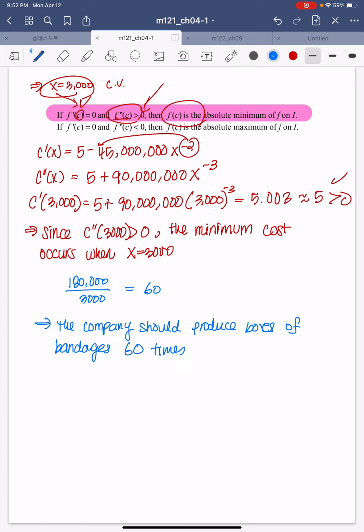60 times a year. Okay. That's it. That's all the section for 4.6. And that's the end of chapter 4.